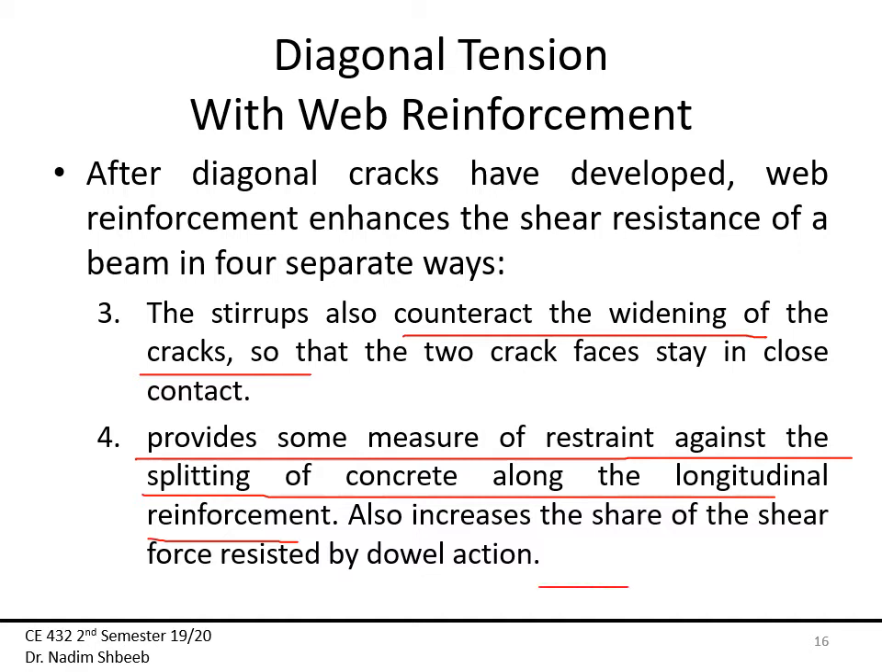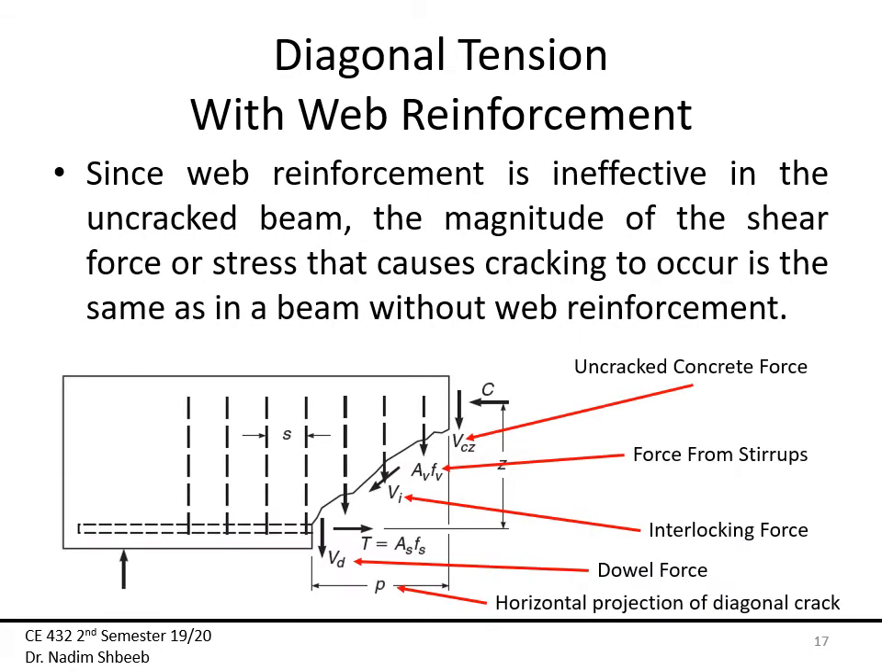So let's say this is your main reinforcement right here, you're going to have some dowel action. Now if you add a stirrup right here, this stirrup will add to this as well. So the presence of shear reinforcement really helps in reducing the spread and widening of shear cracks or flexural shear. So let's see what happens.